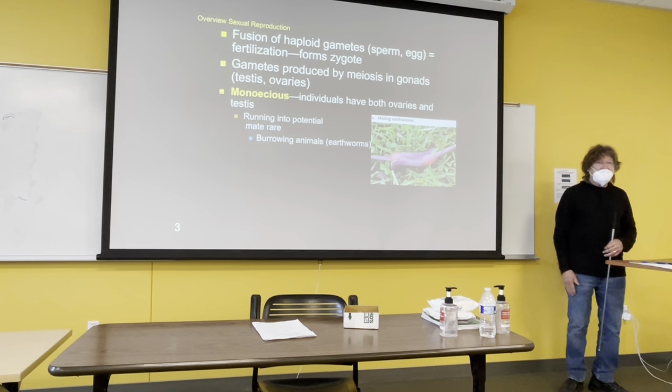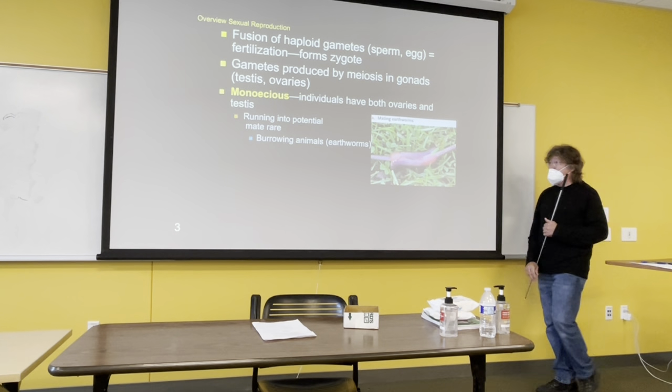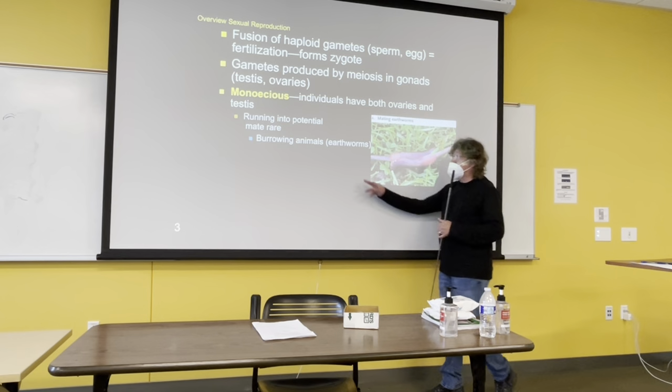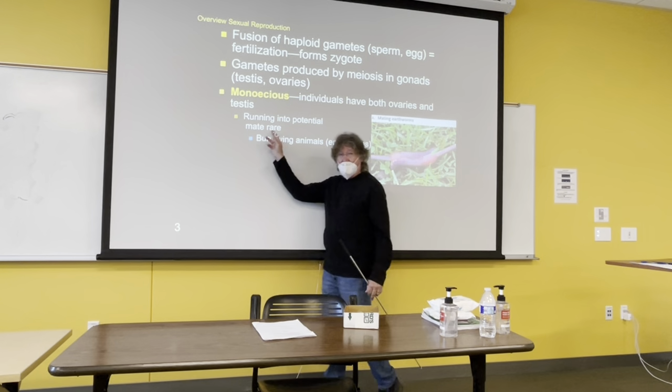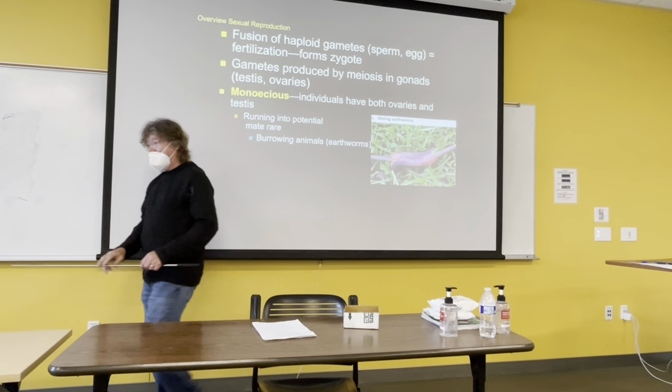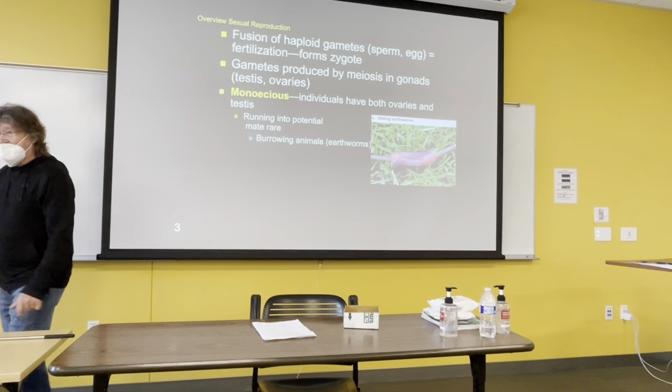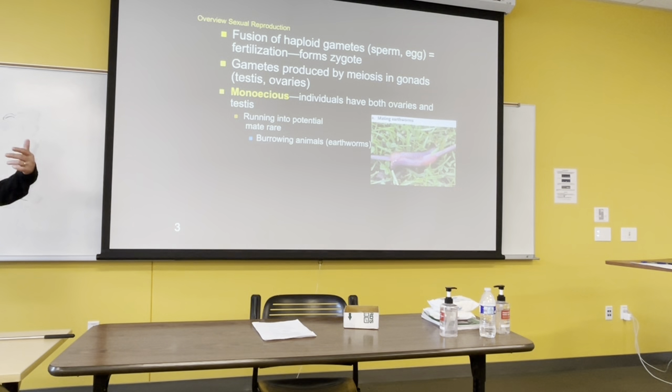Now, usually monoeciousness is pretty common when it's rare to run into a mate. And with earthworms, that's the case. Here they're in the soil, can't see anything, and so you can have two earthworms that are perfectly compatible that would just pass each other like ships in the night. Okay, they would never see each other. So when they do run into each other, they make best use of it.